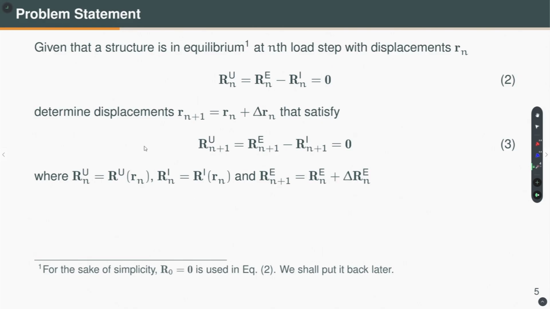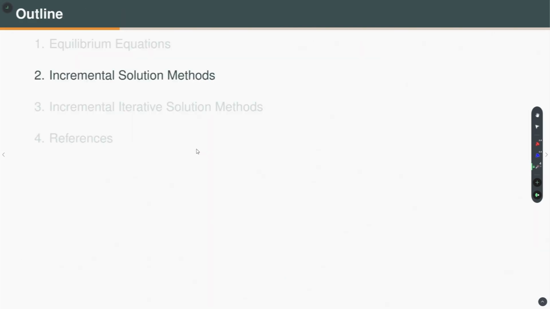Recall that R_u is a function of the displacement vector, because the R_I is a function of the displacement vector, and for this course we are assuming that R_e is independent of the displacement vector R. There are examples where the external force vector can change direction depending on the displacement of the structure. We are not discussing those things here. Okay. So, let us first develop an incremental solution technique.